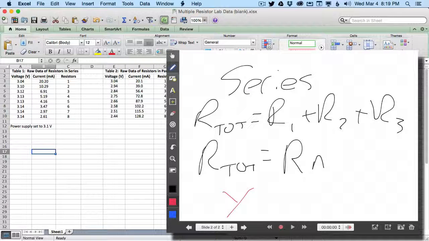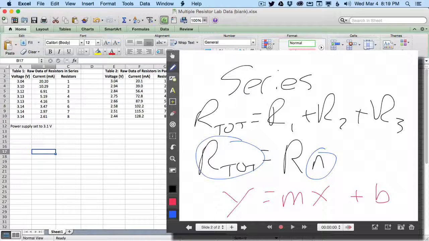The other R value is the value of the resistor. We'll call that our M, or slope. The N can be our X. And of course, we have a plus B. This equation fits our straight line linear fit equation. If I make a graph with the total resistance on the y-axis and the number of resistors on the x-axis, the resistance of one resistor should be the slope. So that's what I want to try to do in this case.